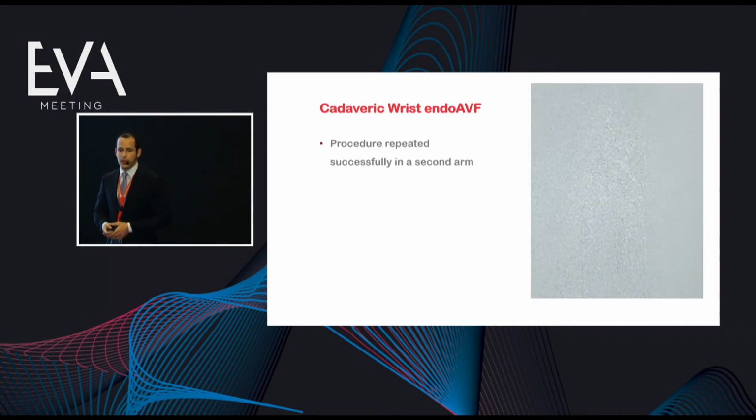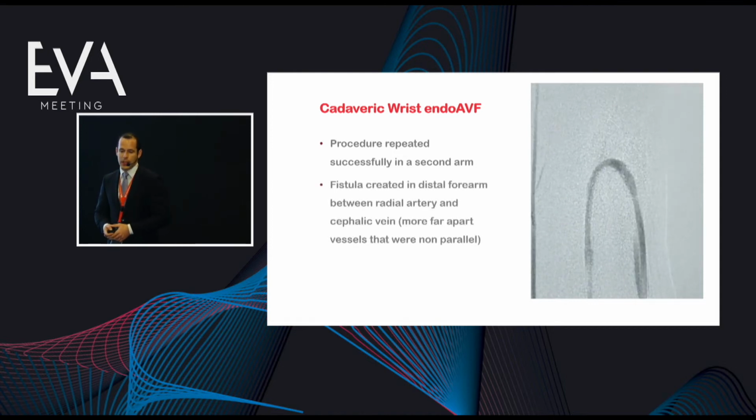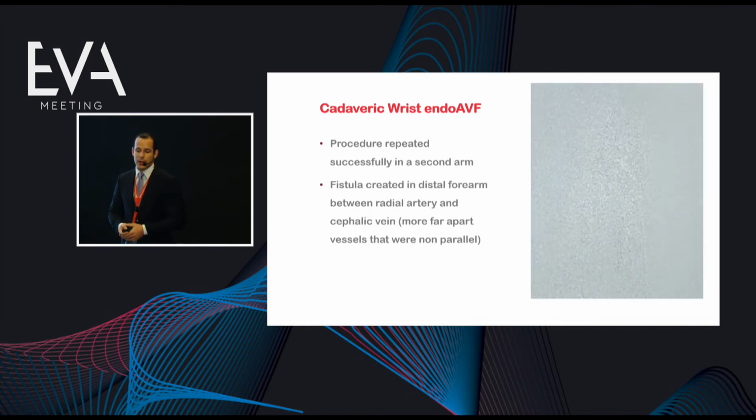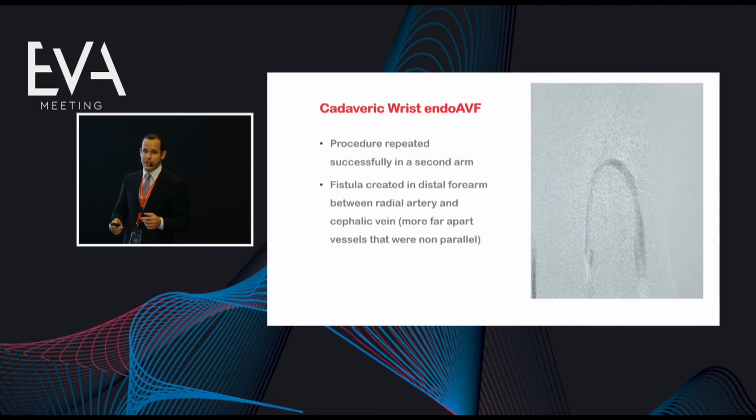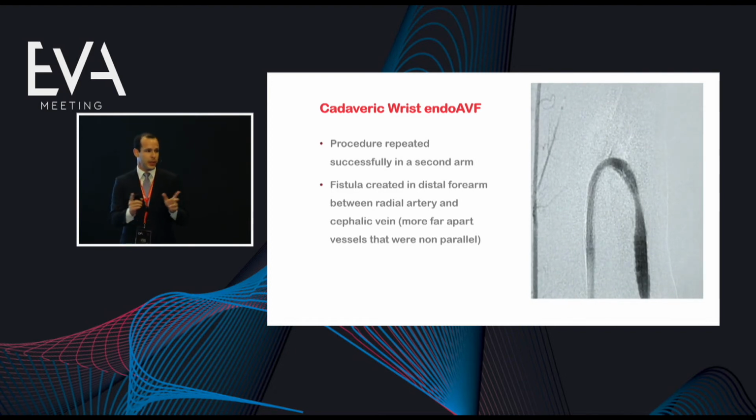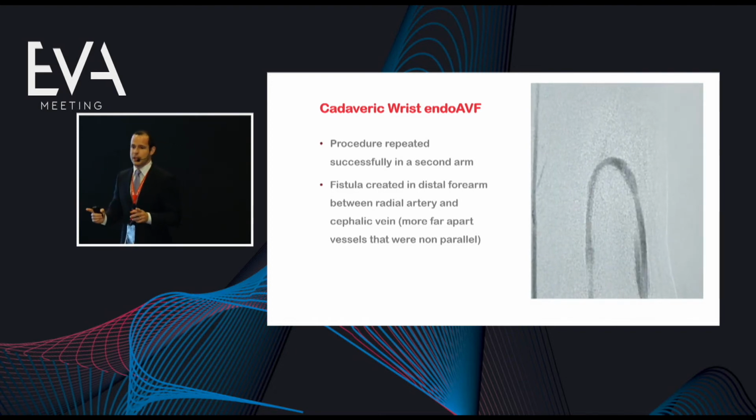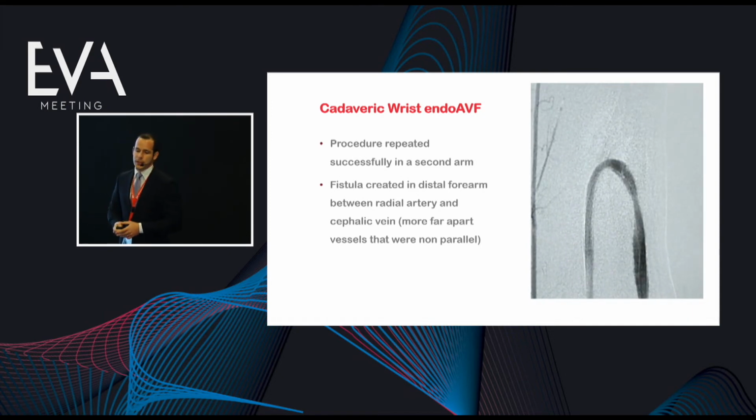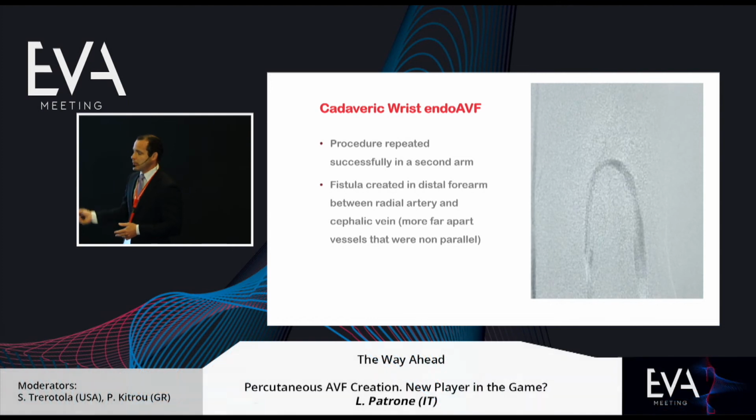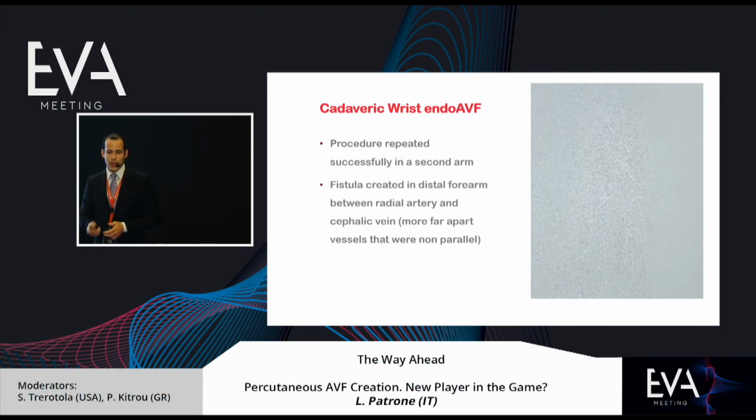You can see here that in another arm, we also performed a fistula, which was more proximal, at the level of the proximal radial. You can see here the vessels were very far apart, and we actually performed the re-entry in vessels which were not completely parallel, which is, of course, the best case scenario. So this device is able also to cross in what we call difficult anatomies, and we deploy the cover stent, and as you can see, again, fistula created with no extravasation.